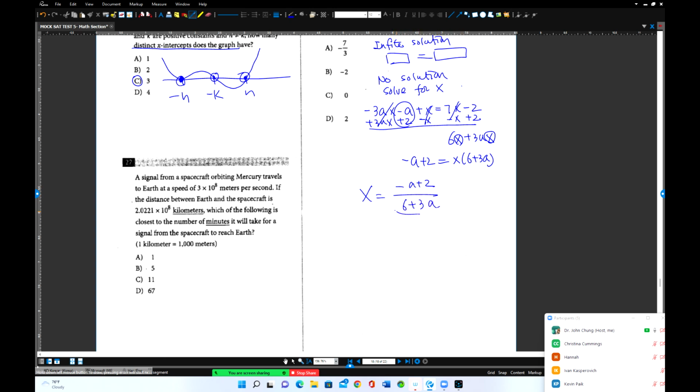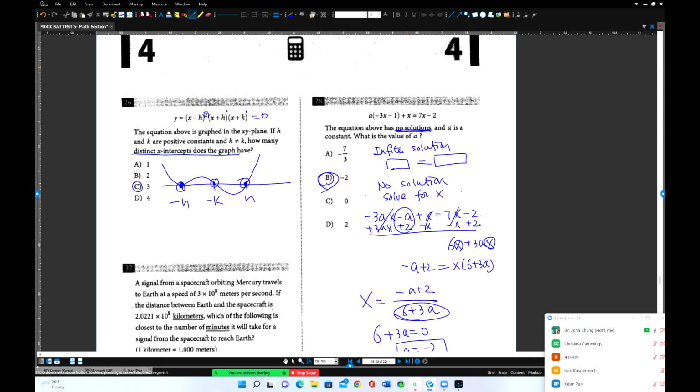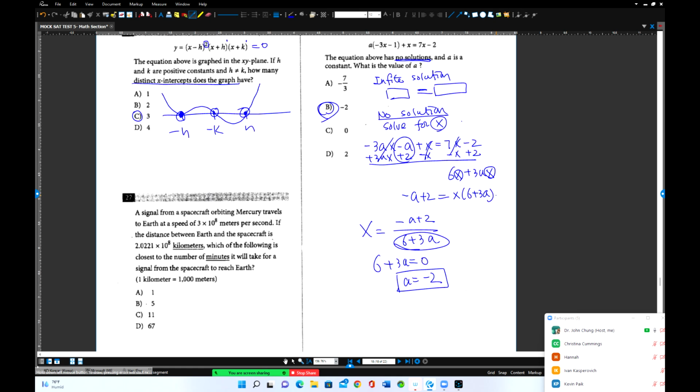No solution means what? Undefined. If the denominator is 0, that's no solution. So 6 plus 3a equals 0. a equals what? Negative 2, isn't it? That's the answer. Use this: for infinite solutions, both sides' expressions must be equal. For no solution, find where the value of x is undefined. When you express the solution x in terms of the other variable, just find where the denominator is 0. That is undefined.